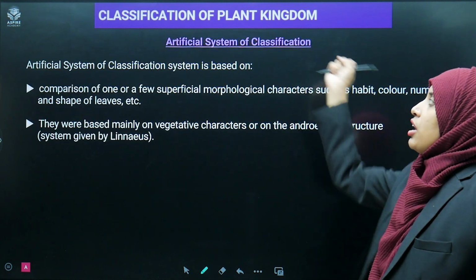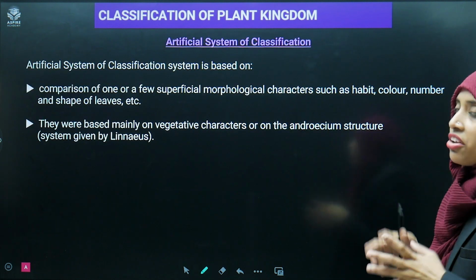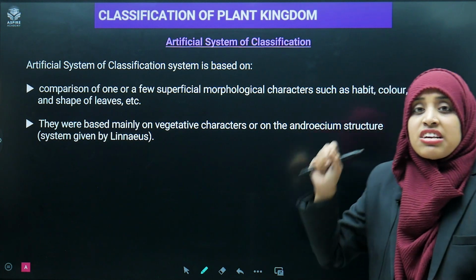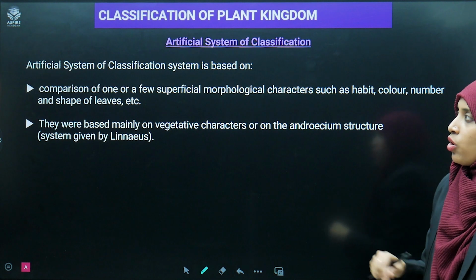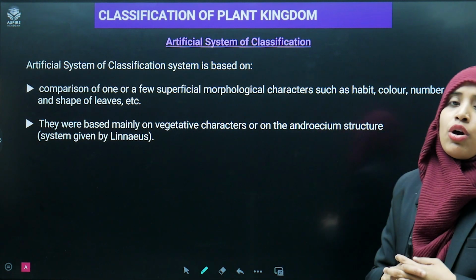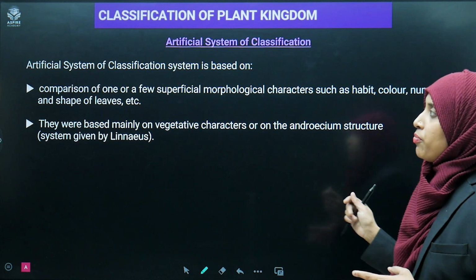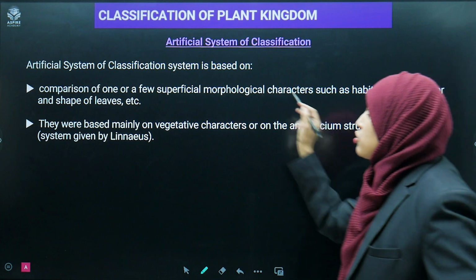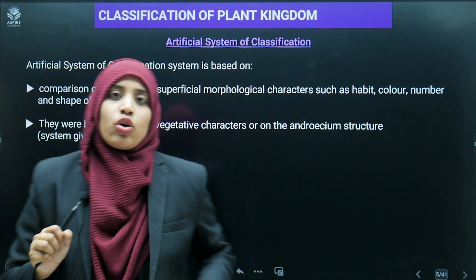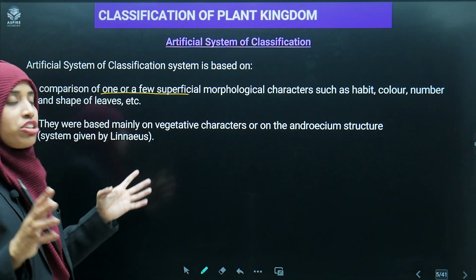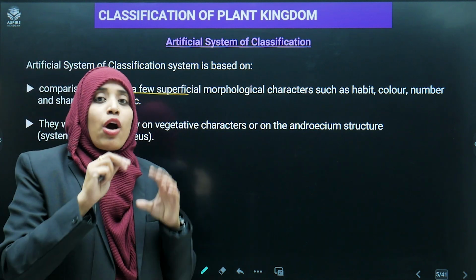Now we'll see how the different classification systems were given. Firstly, we'll study the artificial system of classification. After that comes the natural system. We'll come to them one by one. So what is the artificial system of classification based on? It is based on the comparison of one or a few superficial morphological characters which can be outwardly seen.